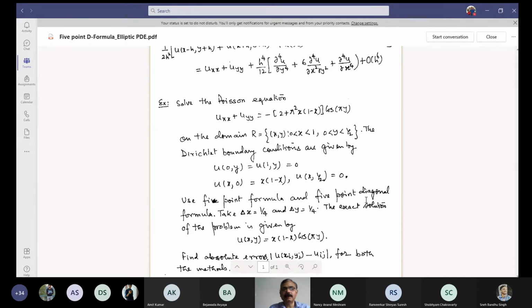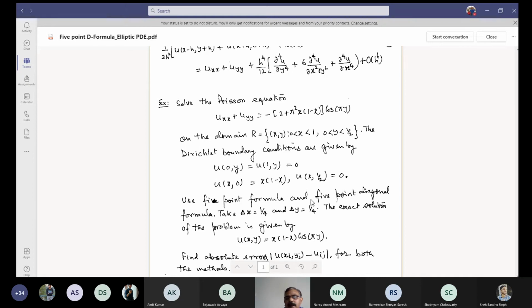Nothing is there, you have to simply put these things. So this is the Poisson equation uxx plus uyy. I think this problem is given in that Iyengar book, if I remember it correctly. uxx plus uyy equal to minus 2 plus pi square x into 1 minus x cos of pi y. Domain is x from 0 to 1, y from 0 to half, right? And then boundary conditions are given as u(0,y), u(1,y) equal to 0, u(x,0) equal to x into 1 minus x, u(x,half) equal to 0.